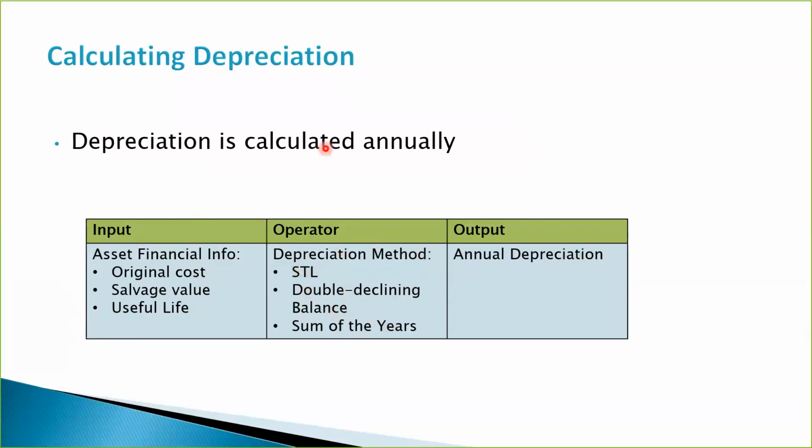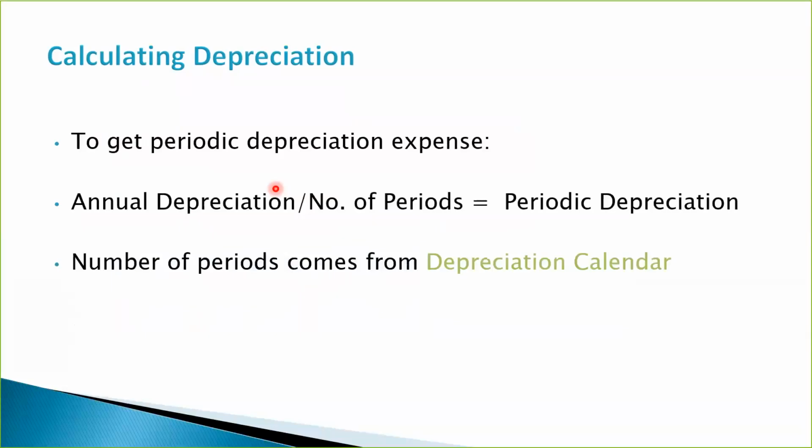So the takeaway from this slide is that Oracle calculates depreciation annually, okay? So the first value that is obtained from this depreciation calculation is the annual depreciation. So what's the next step? To get the periodic depreciation expense, Oracle will divide the annual depreciation by the number of periods. Okay?